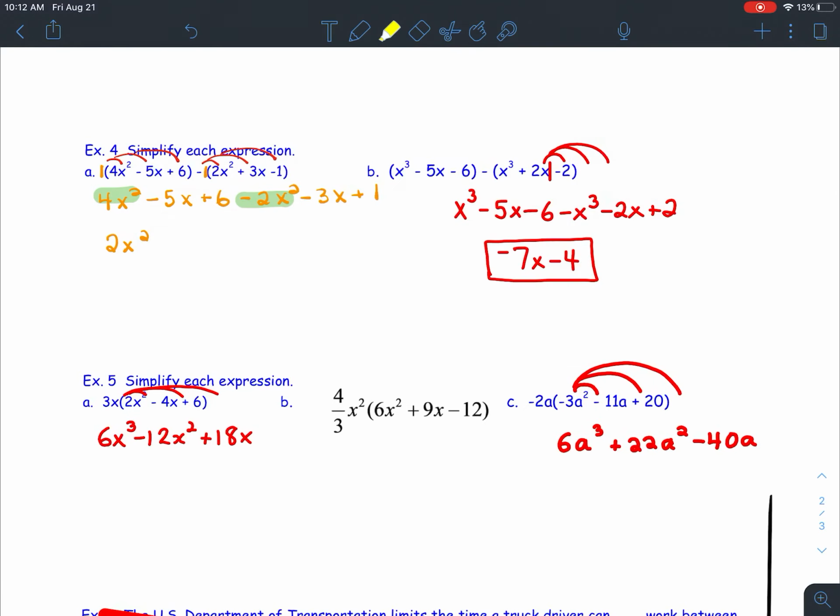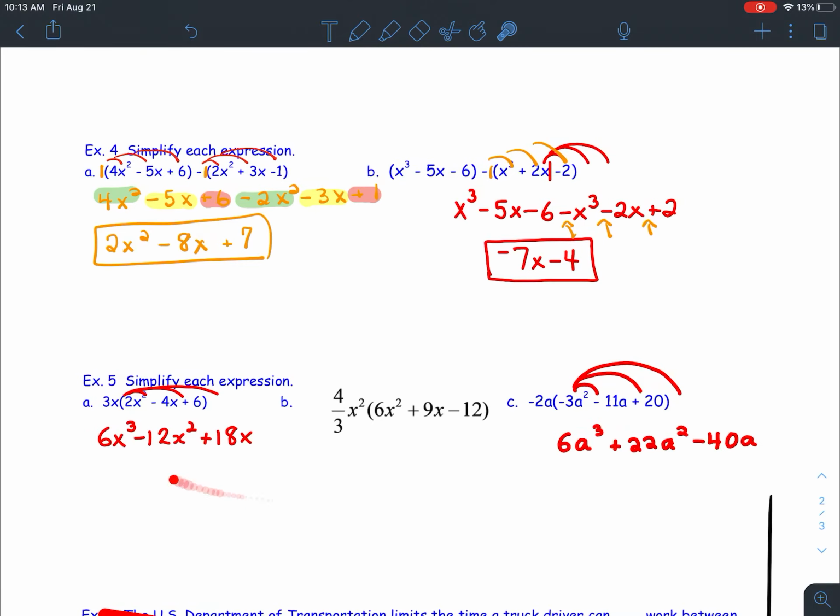So 4x squared minus 2x squared would be 2x squared. Here, -5x minus 3x would be -8x. And then 6 plus 1 would give us +7. It is really that easy. And so I did example B for you. I don't know why this is offset here, this kind of got shifted over. But this should be distributing this -1, which would have flipped the signs on each of these things. And then again, you're just combining like terms. So that is subtracting those 2 polynomials.